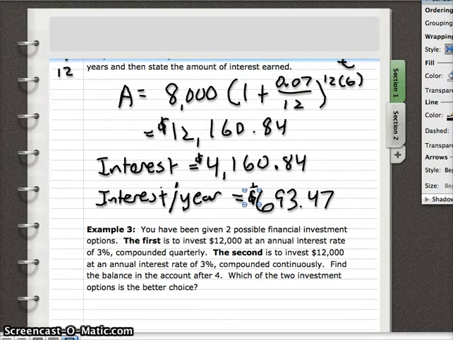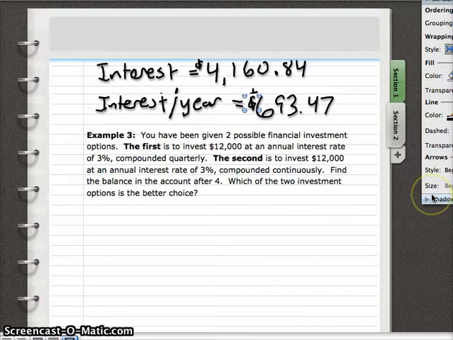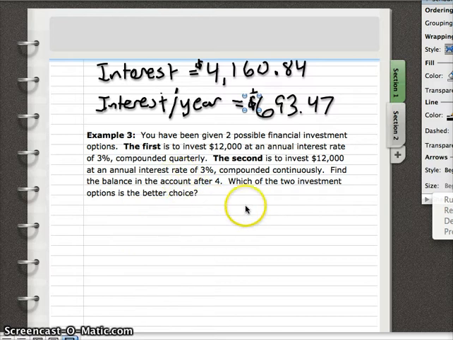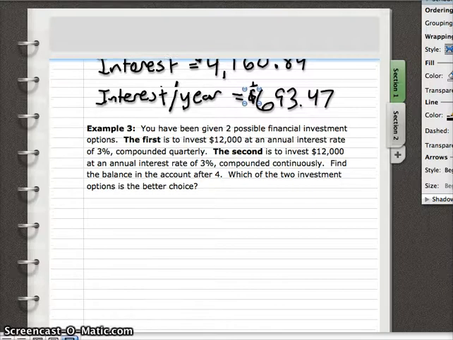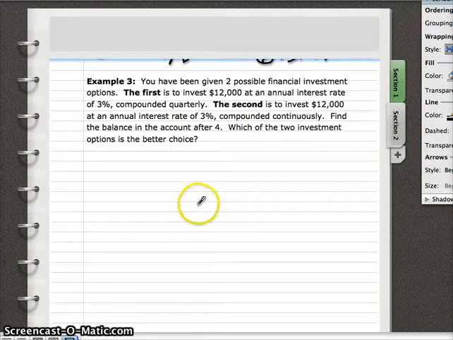Next problem is comparing two of them. So if you do this process twice and then compare your interest per year values, you can find an option that gives you your better investment. So I'm going to let you look at this. I'm running out of time in this video. Go ahead and pause. You can do the problem yourself. I'll let you know that the second investment there is going to be the better deal. So at the end there, if you check your answer, make sure that your interest per year value is better for that second option.